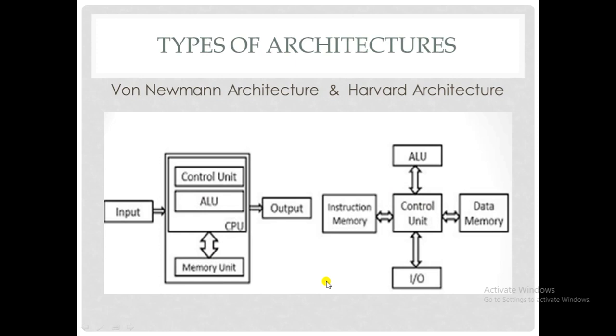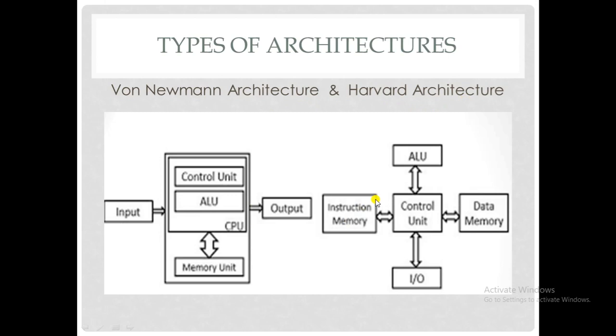As we all know, the computer has its own architecture on how the computer works. It is concerned with the structure and the behavior of the computer. You have already studied the types of architectures. There are two types of architectures, von Neumann architecture and Harvard architecture. These are the diagrams of these two architectures.